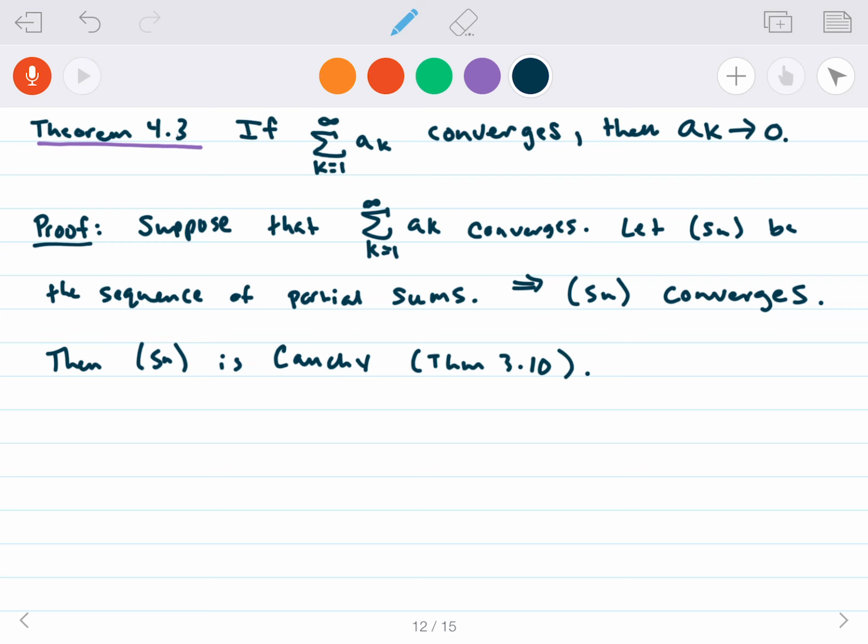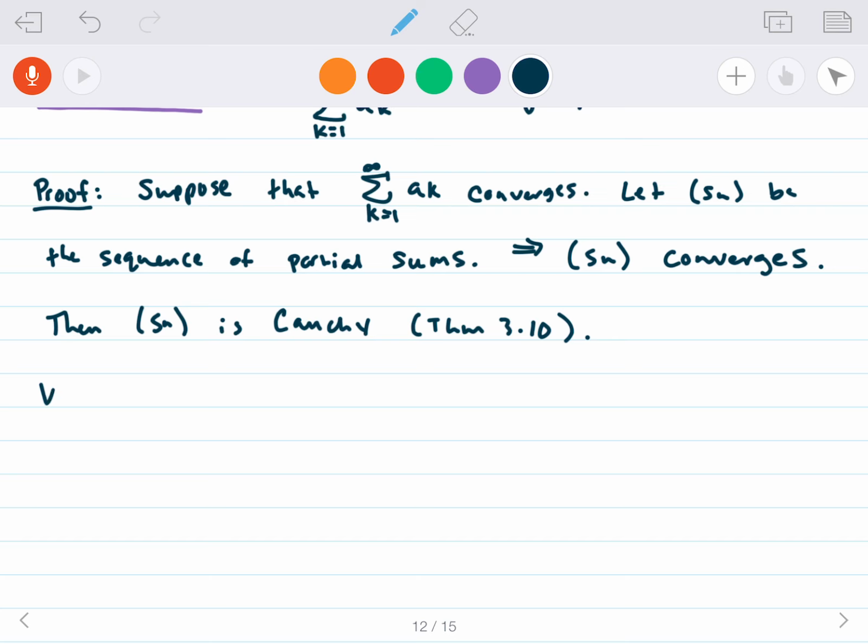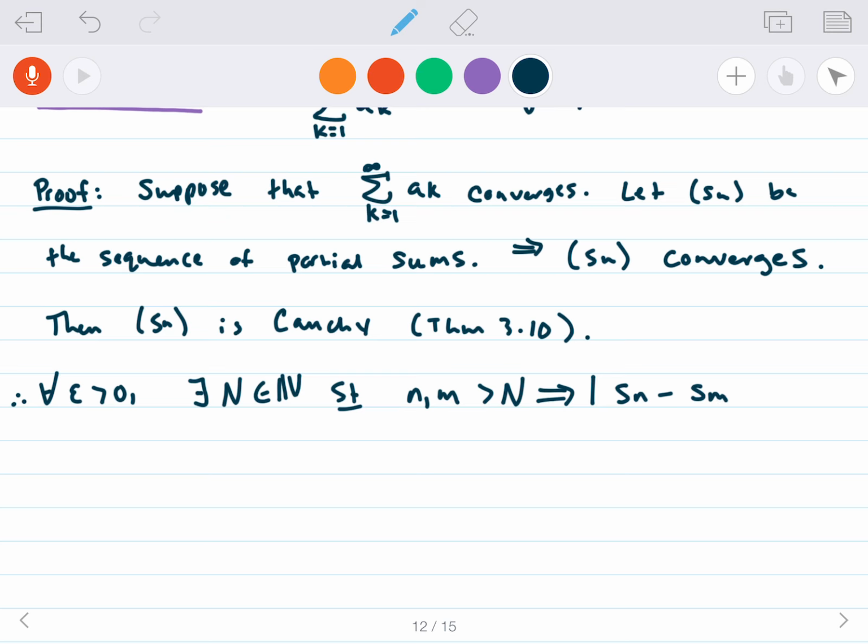Okay, so what does it mean to be Cauchy? Well, that means that for all epsilon bigger than 0, there's some capital N in our natural numbers such that little n, m bigger than N means that everybody after the s sub capital Nth term are close to each other. That's what I meant to say.